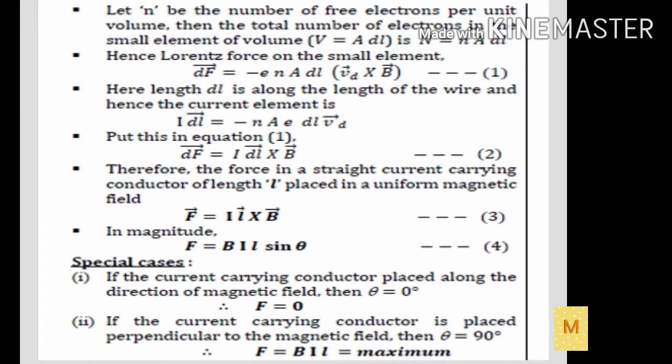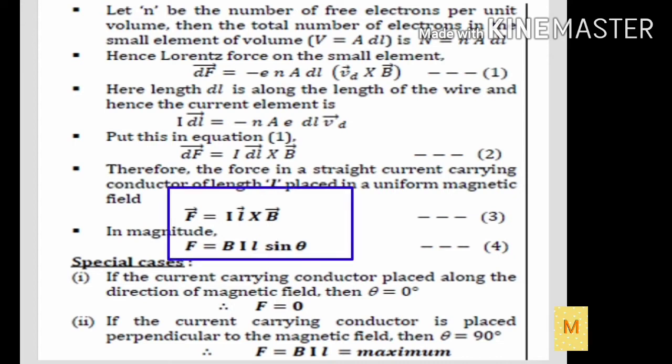Let us imagine a conductor is made up of n number of small segments of length dl. Then the current flowing through all these segments of length dl can be written as I dl vector = -nAe dl Vd vector. Similarly, the Lorentz force experienced by all these small segments throughout the length of the conductor can be written as dF vector = -enA dl Vd vector × B vector.